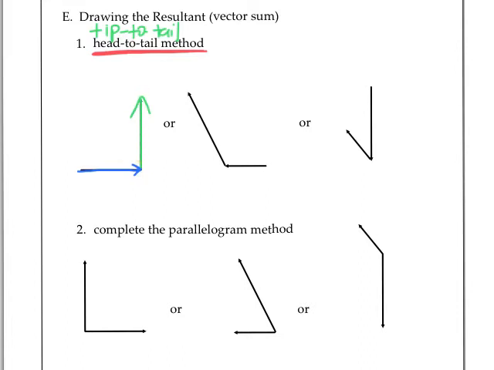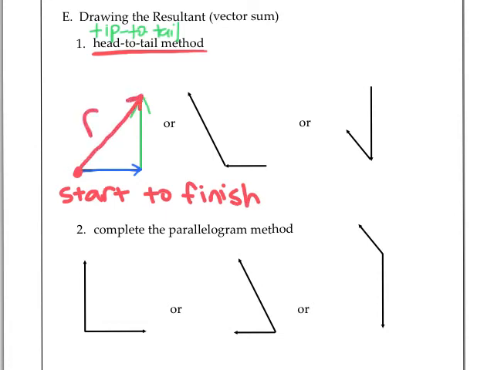Now, for our resultant, remember the resultant is the answer to the vector sum. When I add these together, it is always going to point from start, and it's going to end up at the final spot. So in this case, it would look like that. I started down here drawing, and I finished my vectors up here in this corner. And I put an R with an arrow for resultant.